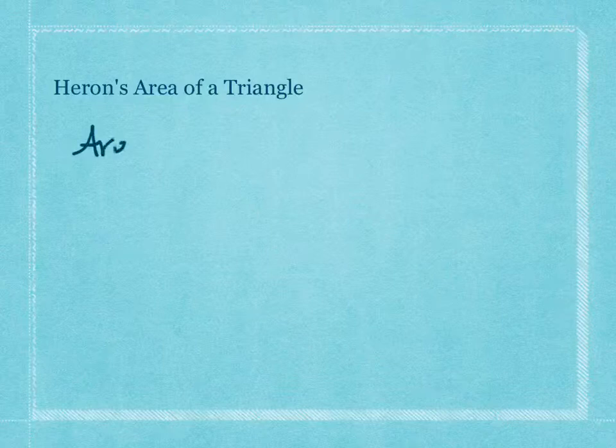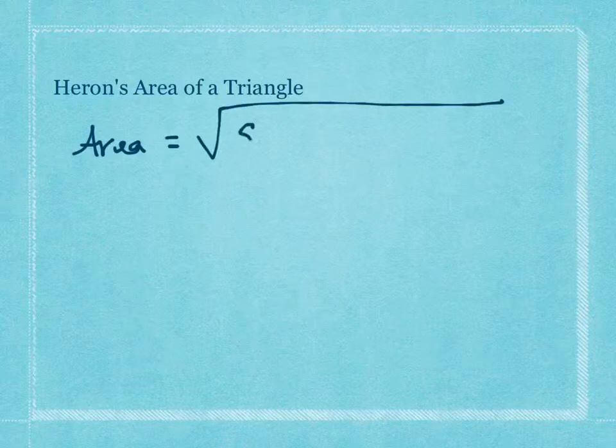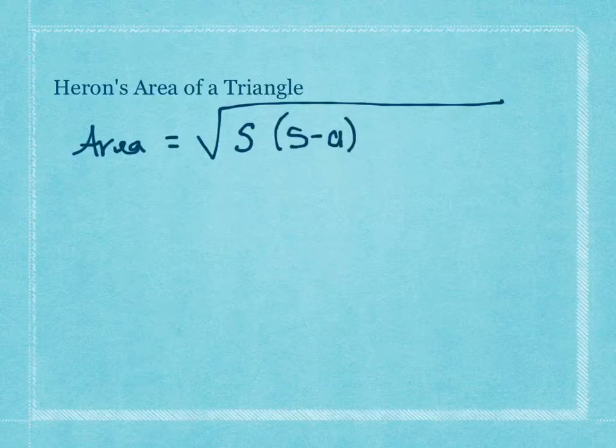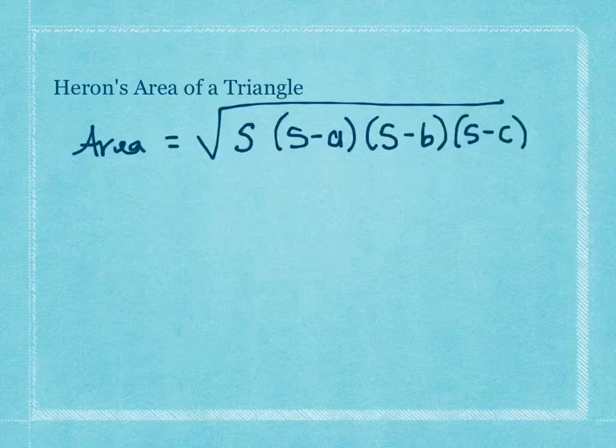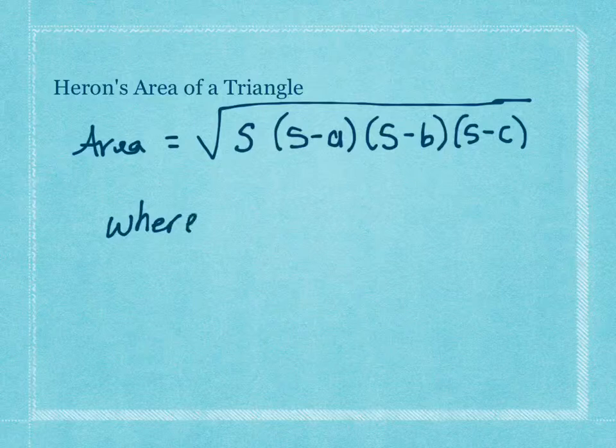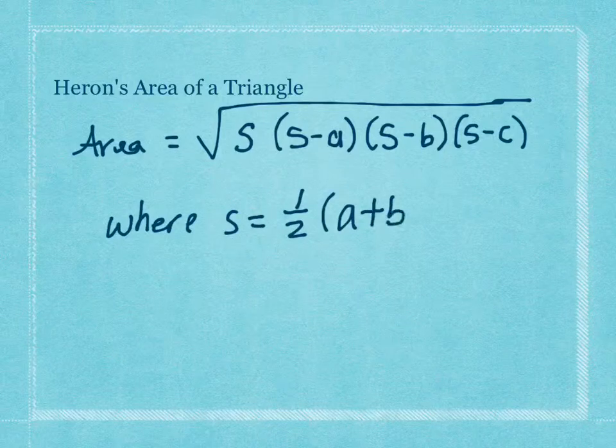So my area equals the square root. I'll define what S is in a moment, but it's S times S minus A, times S minus B, times S minus C, and it is all underneath a square root. Now you know what A, B, and C are. Those are the sides of my triangle. So what in the world is this thing S? Well, S is 1/2 of the sum of my 3 sides.